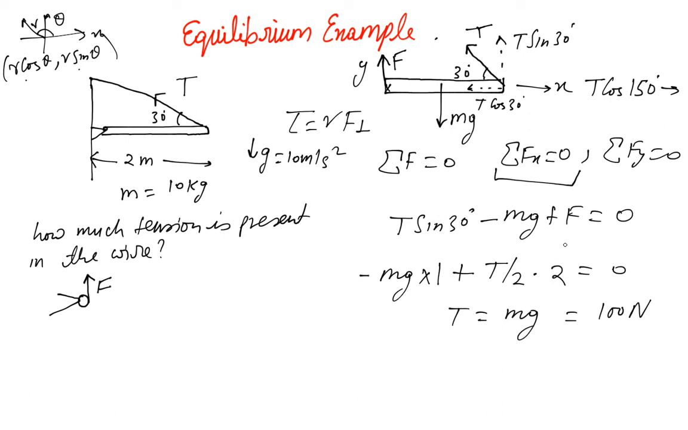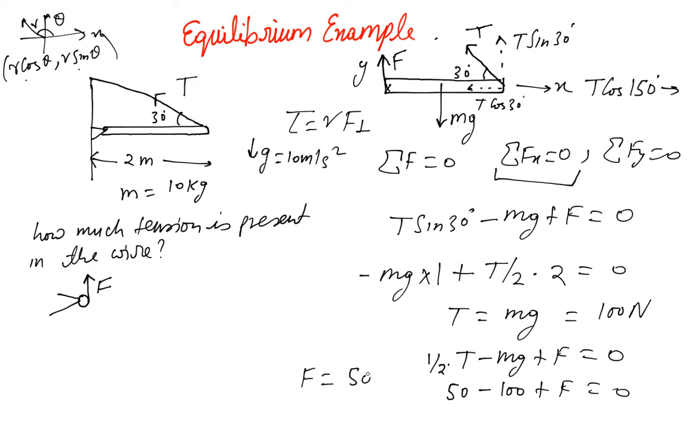How should we calculate the force now? Well, we know T and we know mg, so we can calculate F from here. T sine 30, we already know, is 1 over 2 times T, minus mg plus F equals 0. Now, T over 2 is 50, minus, what is mg? 100, plus F equals 0. And that gives us F equals 50 Newton. So that is the answer.